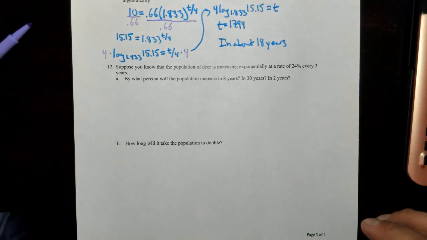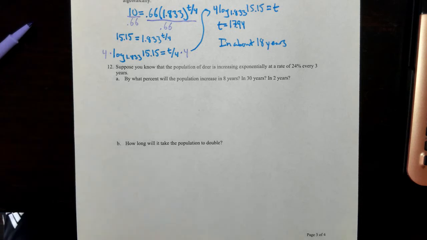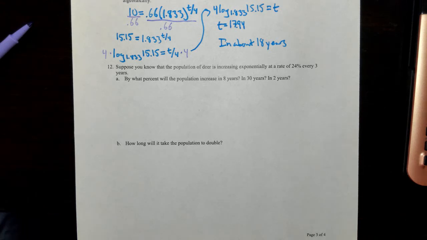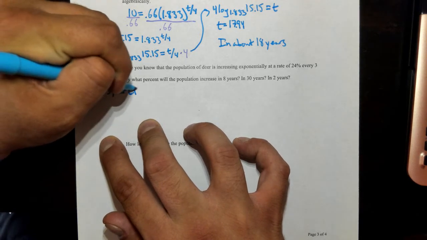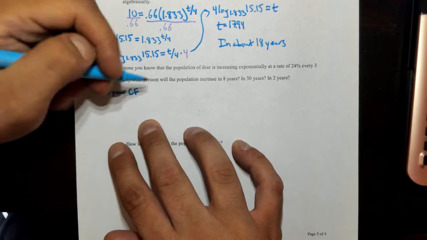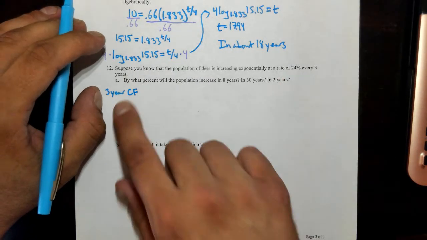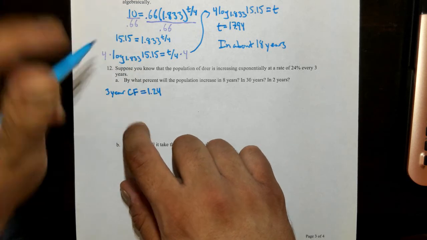So number 12, suppose you know that the population of deer is increasing exponentially at a rate of 24% every 3 years. A, by what percent will the population increase in 8 years, in 30 years, in 2 years? So let's first think about what the 3-year change factor is. It's increasing at a rate of 24% every 3 years. So the 3-year change factor is going to be 1.24.